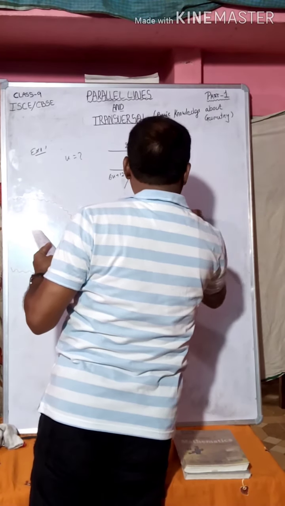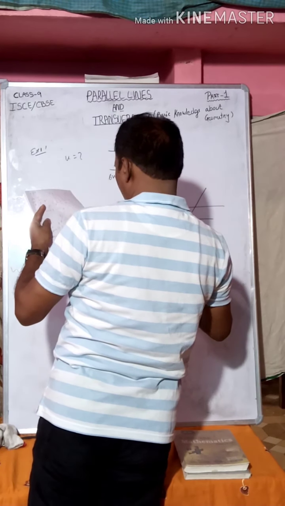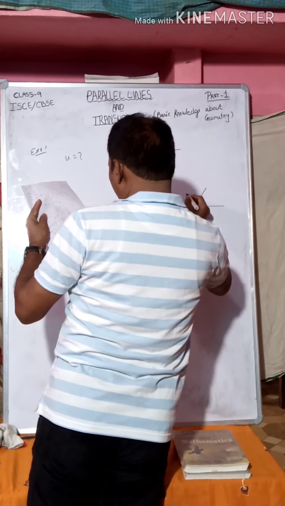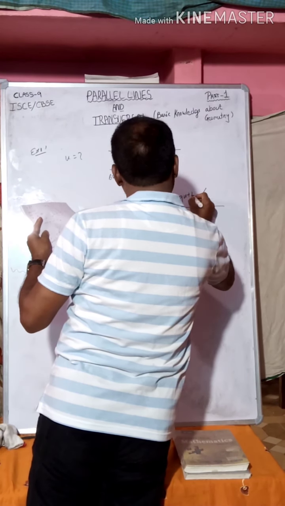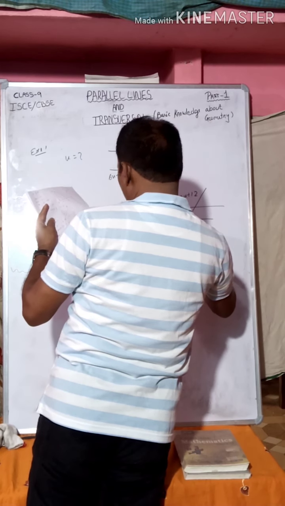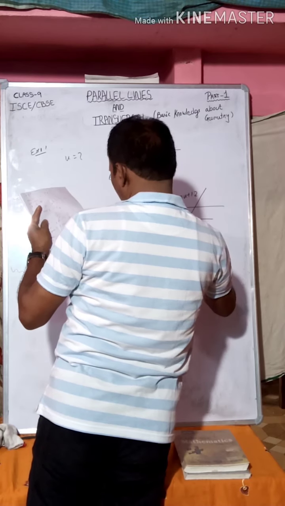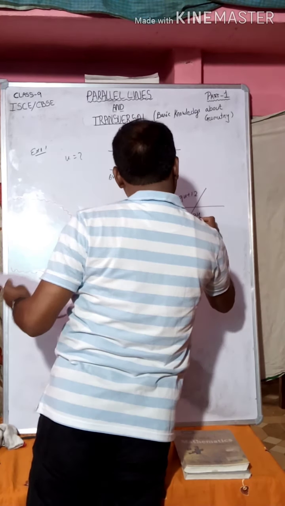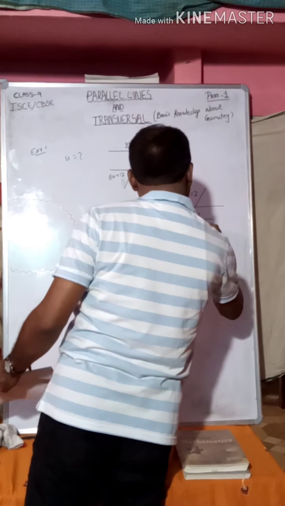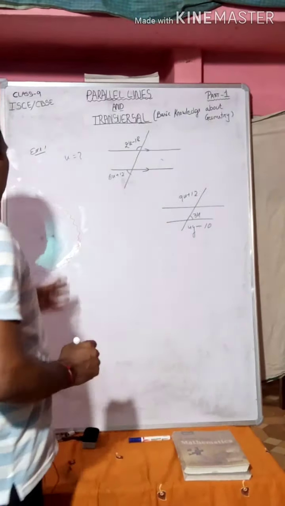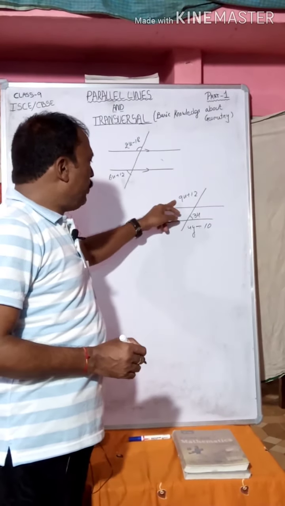And another diagram. This angle is 9x plus 12. This angle is 4y minus 10. This angle is 3x. These are two small examples. Here, what is the value of x? And here, what is the value of x and y?